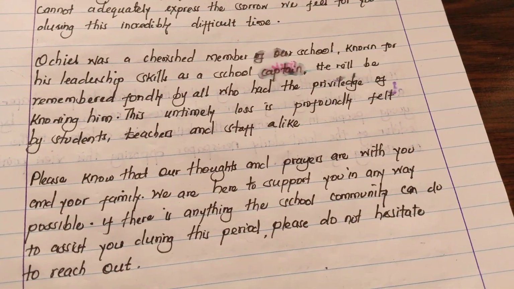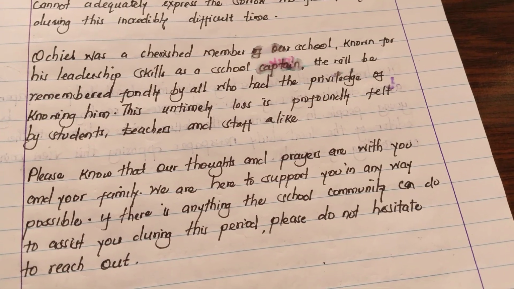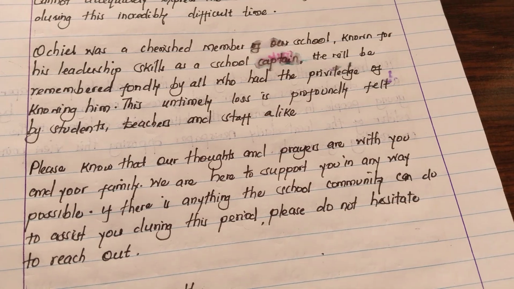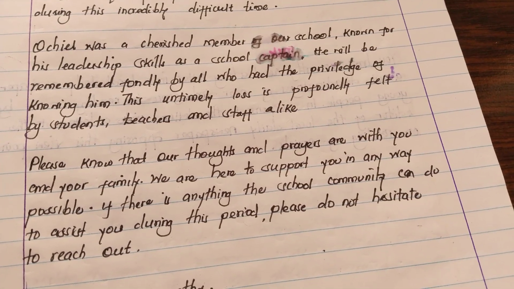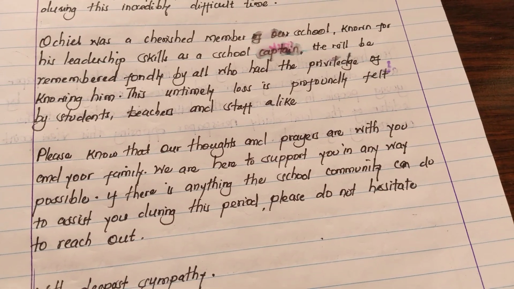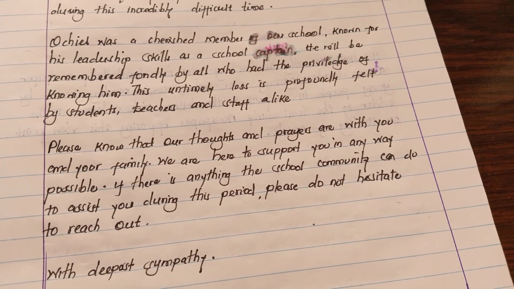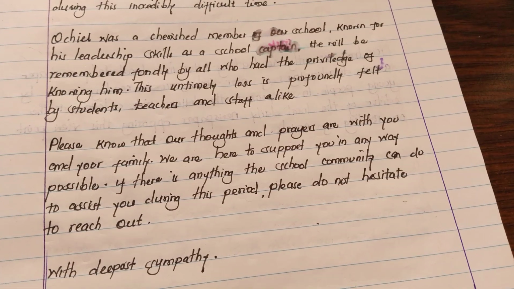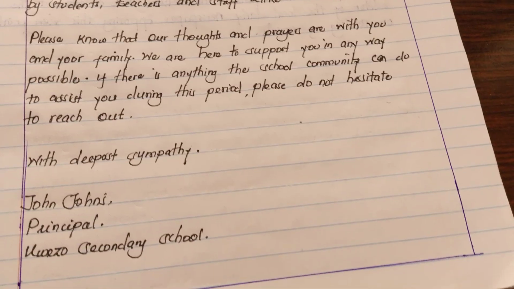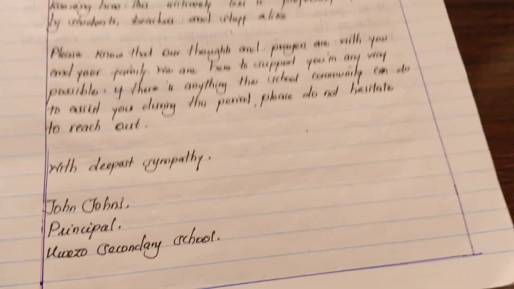Please know that our thoughts and prayers are with you and your family. We are here to support you in any way possible. If there is anything the school community can do to assist you during this period, please do not hesitate to reach out. And with deepest sympathy, John Jones, Principal, Wezo Secondary School.